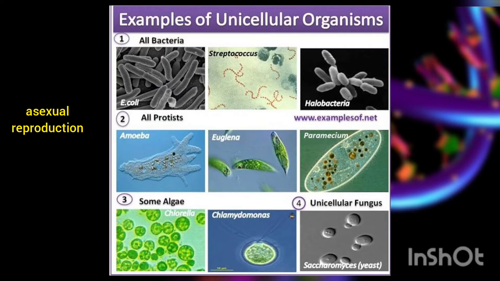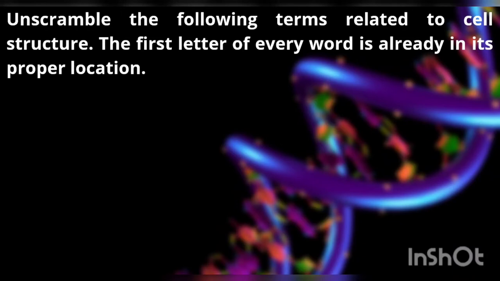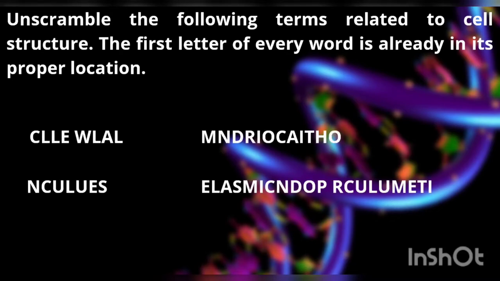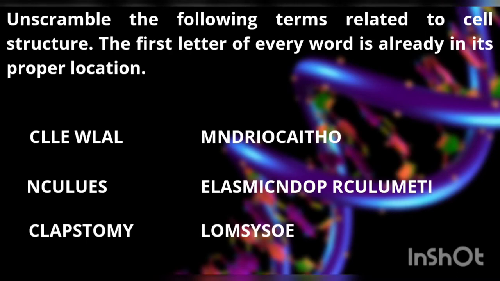that produces new individuals. Before we study cell division thoroughly, let us review some of the cell organelles that are needed in cell division, and scramble the following terms related to cell structure. The first letter of every word is already in its proper location. I hope that you can still remember your previous science subject about the cell parts and function. This will help you understand our topic, which has something to do with cellular division. Alright, our answers?